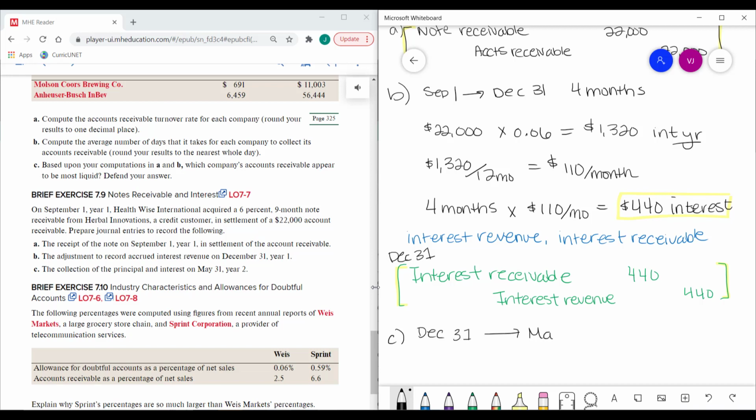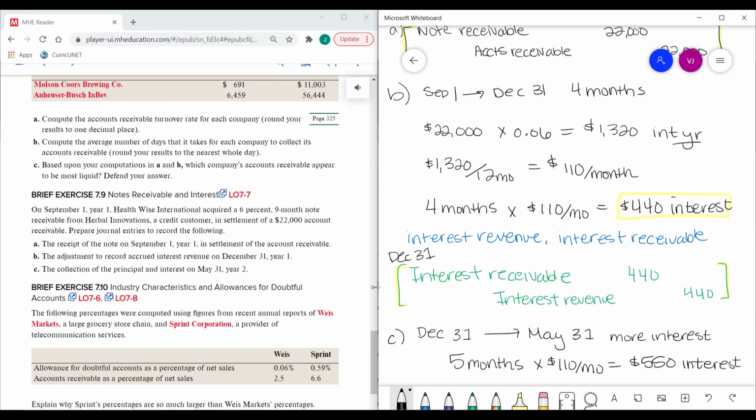So now, what would have happened between December 31st and May 31st? More interest. So how many months is that? That would be 5 months, right? So there's still 5 more months of interest that we would have to record. So 5 months times $110 a month, that's $550 of interest.